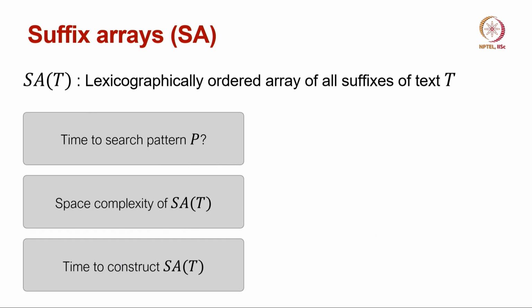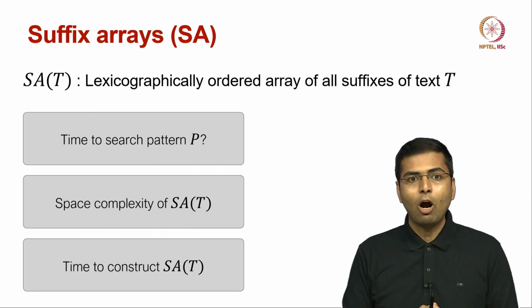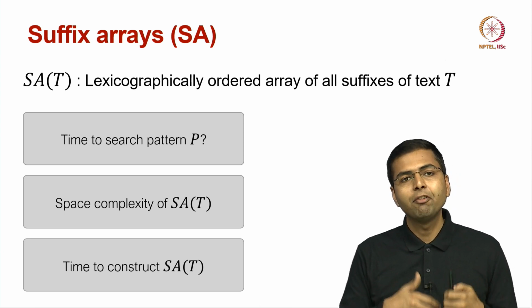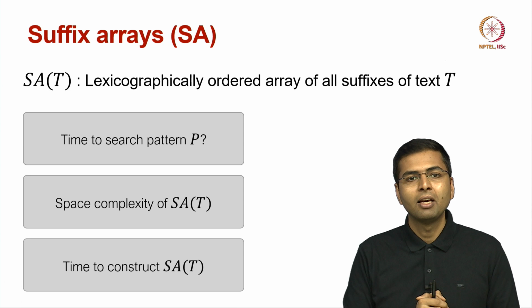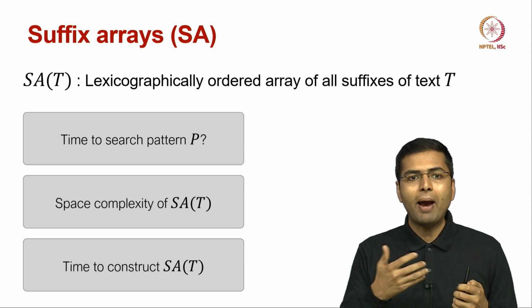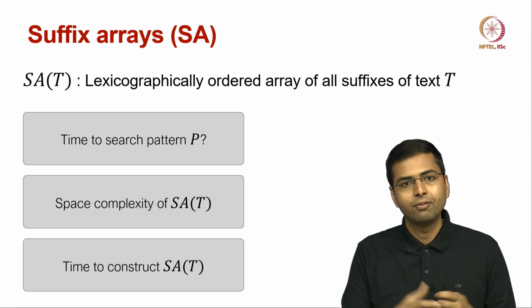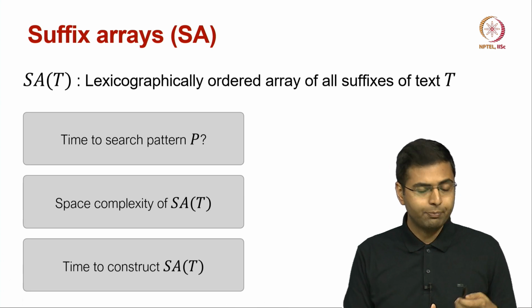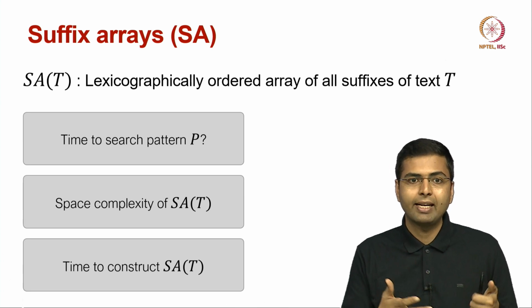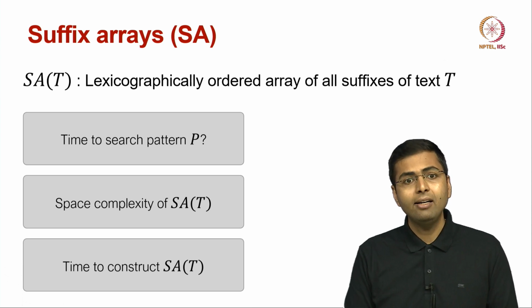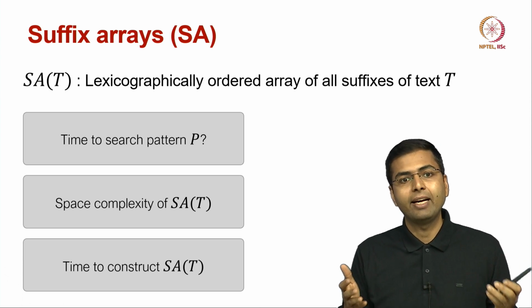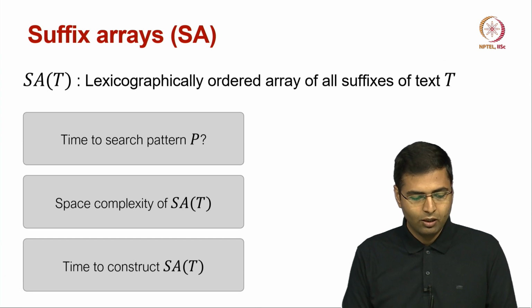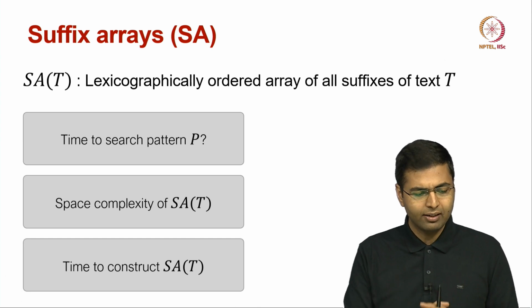So given this definition of suffix array, we can ask, how does it help in pattern matching? Given a pattern P, and let us say you are given a suffix array of text T, how would we go about pattern matching? How would we search for a pattern P? Similarly, we also want to discuss space complexity. How much space would a suffix array occupy and how much time will it take if we are about to build it? Okay, so let us start one by one.